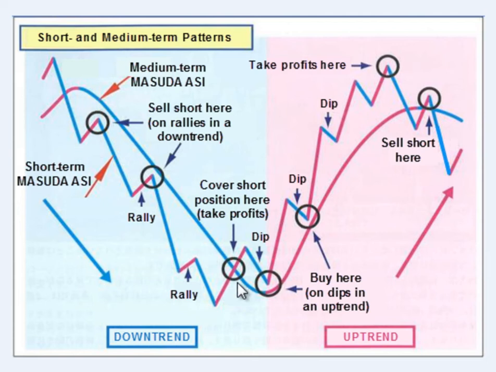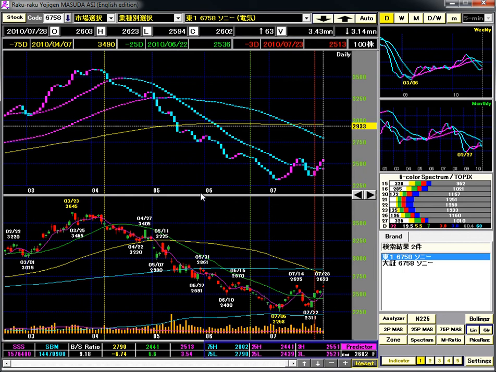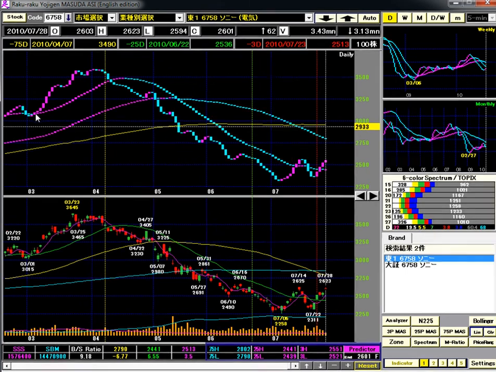When the medium-term line is blue, the short-term line will usually trend below the medium-term line in a downtrend. And after it breaks through in a golden cross here, when the medium-term line is in an uptrend or is pink, then the short-term Masuda Ashi line will usually trend above it, as you can see here. Now, let's take a look at Sony's chart in real life and apply this knowledge that we've just been studying.